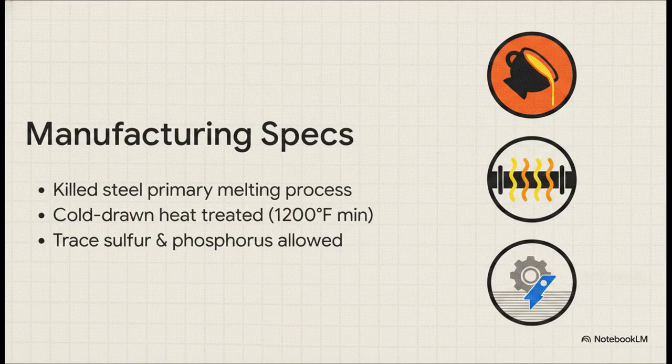And here's a fun fact. While we normally think of sulfur and phosphorus as impurities to avoid at all costs, trace amounts are actually intentionally allowed here. Why? Because they significantly improve the steel's machinability.